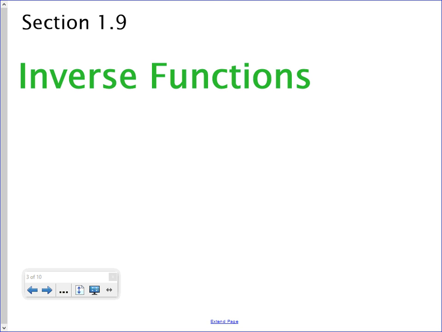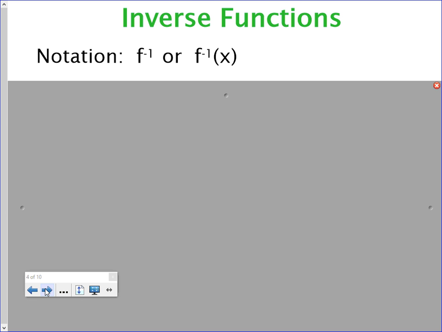So inverse functions have a special notation. It looks like an exponent of -1. So it looks kind of like f raised to -1. But when you see that, you just say f inverse. Or you could say f inverse of x in function notation. So f inverse.